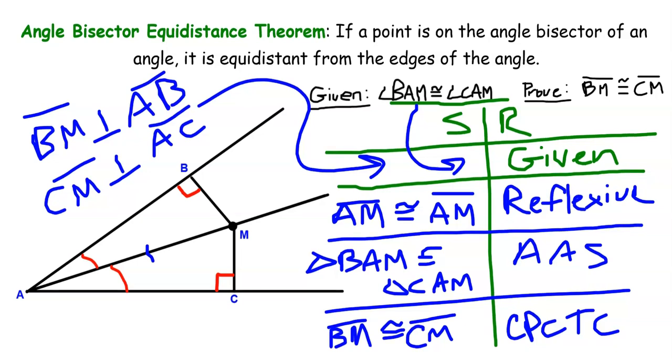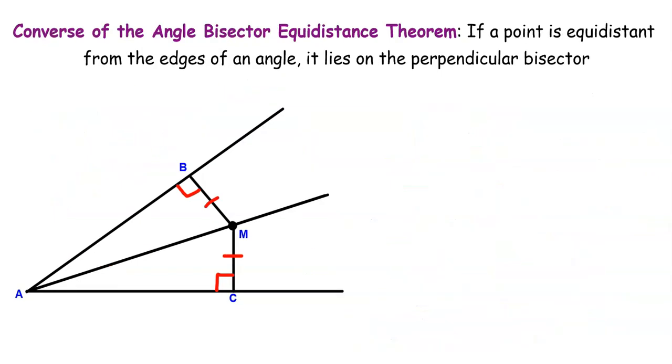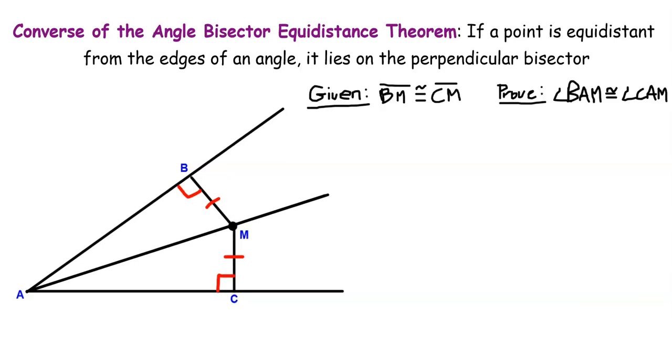that if a point is equidistant from the edges of a triangle, then it lies on the perpendicular bisector. Or, in other words, if we're going to put it into given and proof, if we know that BM is congruent to CM with all of the constraints that are there, including the 90-degree angle, then we know that BAM is congruent to CAM. You may even see a way to start the proof based on what we did before with the angle bisector theorem.